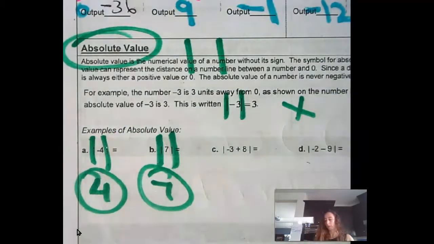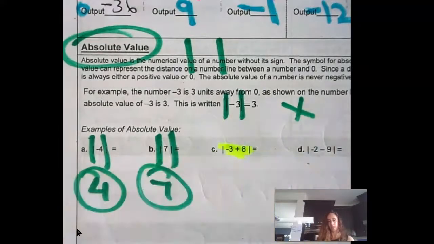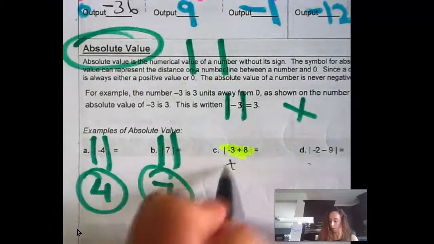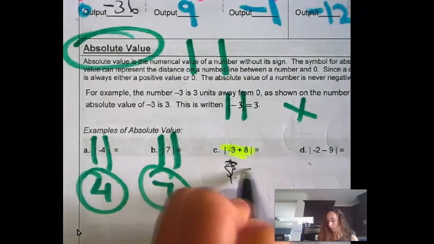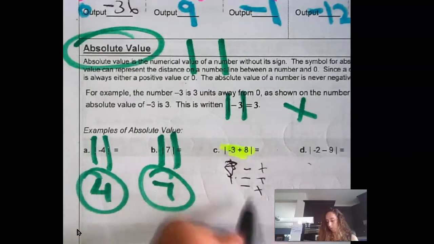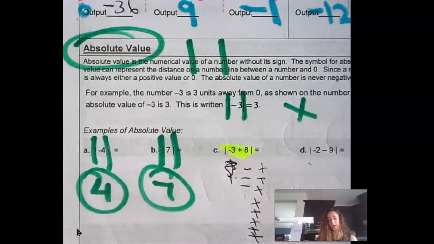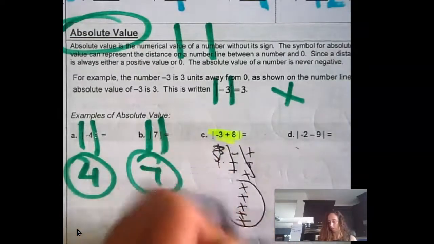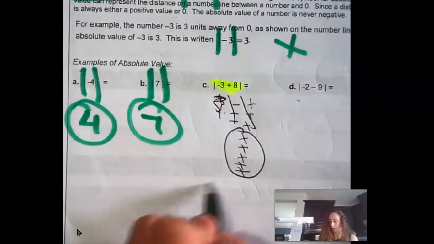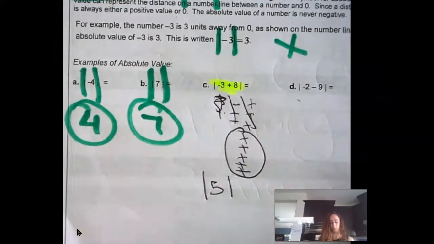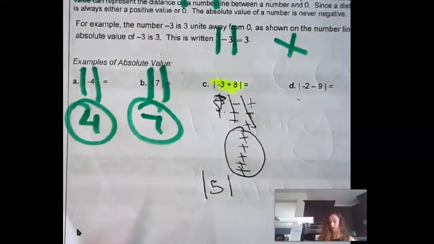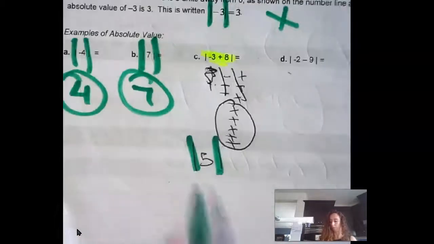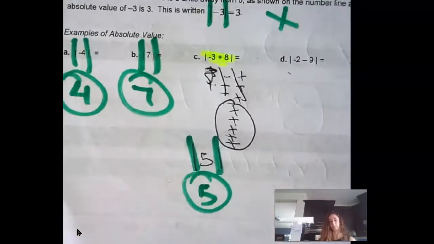Now this one's different because first what we have to do is add what's in there. 3 plus 5, 8 minus 3, boom. So we end up with the absolute value of 5. Now, the absolute value of 5 is positive. Let's go to the next one.